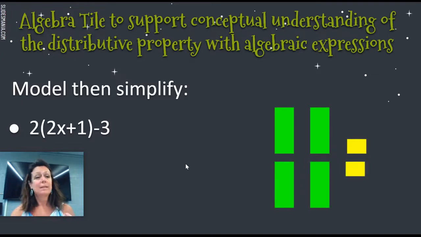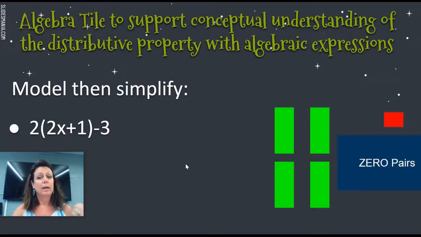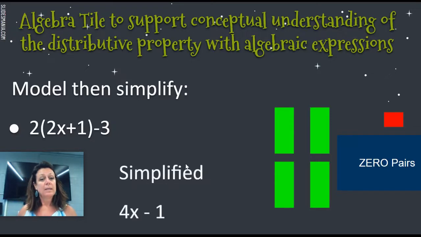Outside of that parentheses is that subtract 3. And so then they can model that using this visual model. And then we create those zero pairs. And now we have it simplified so that we see that this expression really is 4x subtract 1.